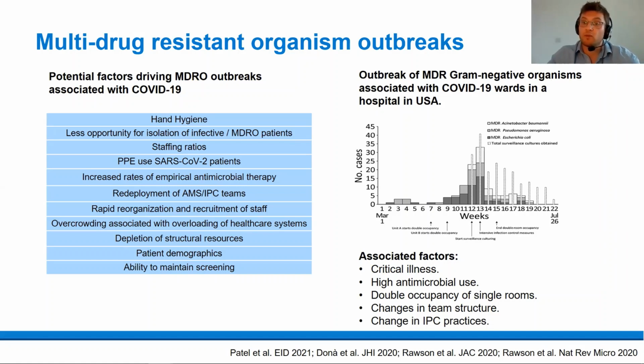So the data I demonstrate here was from one of the early studies by an American group in Emerging Infectious Diseases, who reported the outbreak of multi-drug resistant gram-negative organisms associated with COVID-19 wards in their hospital in the United States. And they actually report the observation of 3 multi-drug resistant organisms across 3 care units, associating these outbreaks with critical illness, high rates of antimicrobial use, double occupancy of single rooms due to capacity, changes in team structure, so in terms of staffing ratios, and also changes in infection prevention control practices. That was in terms of gloving and hand hygiene, for example, as one of them which they highlighted, which was all put in place to protect staff from exposure to the virus in these high-risk environments.